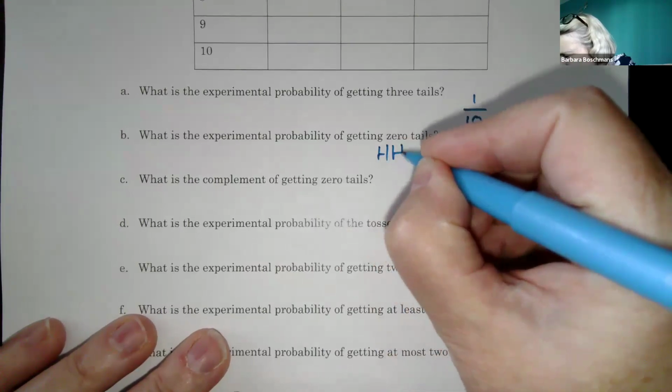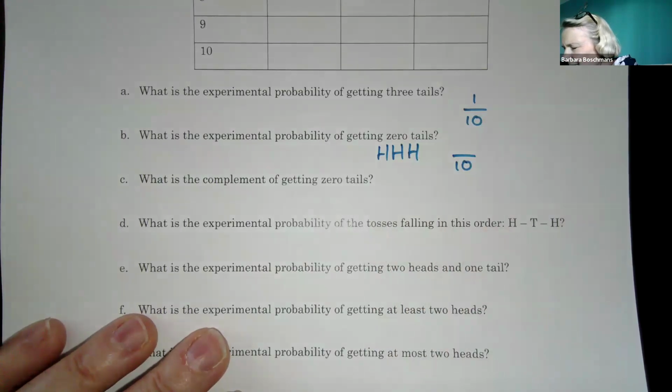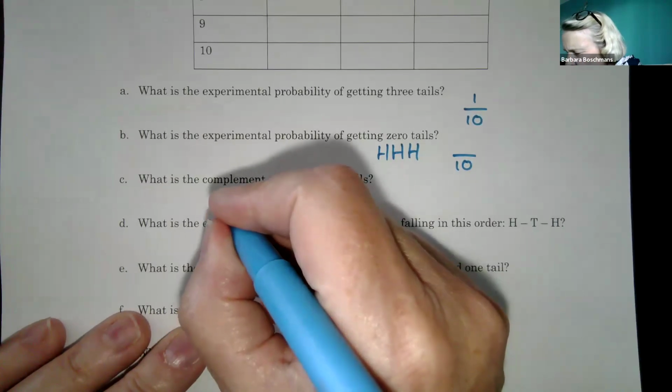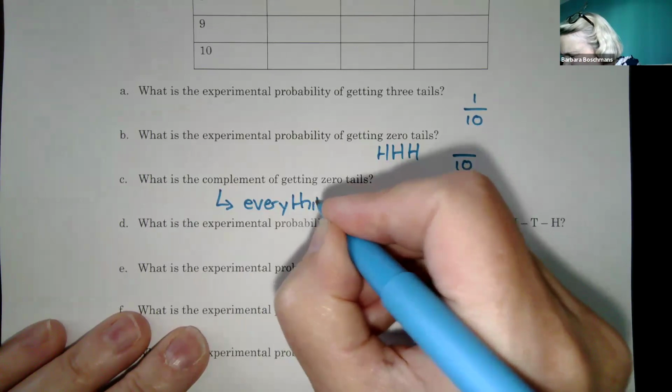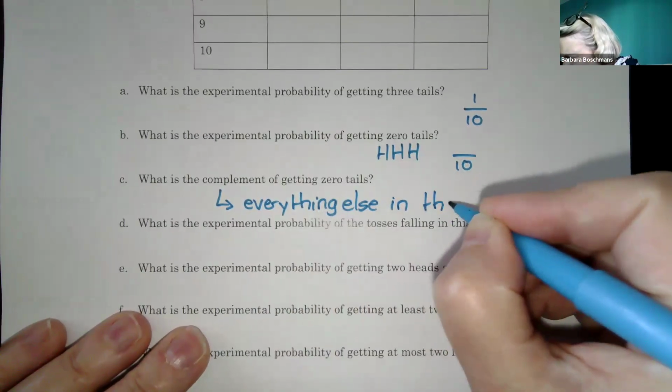What's the experimental probability of getting 0 tails? So that would be heads, heads, heads. It's going to be something out of 10 for you. What is the complement of getting 0 tails? So the complement is basically everything else in the sample space.